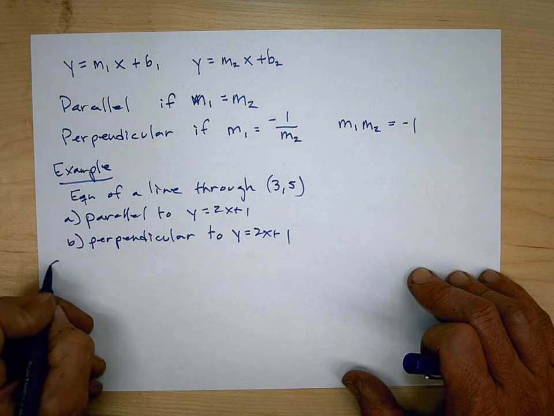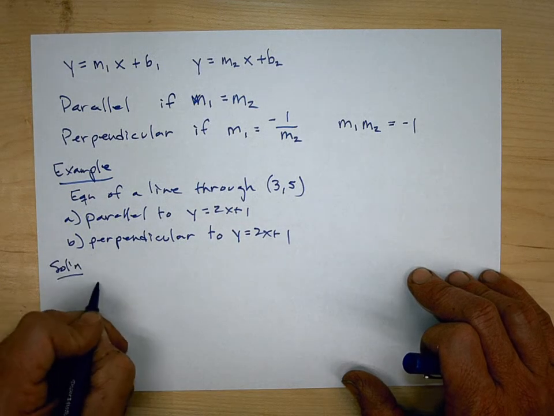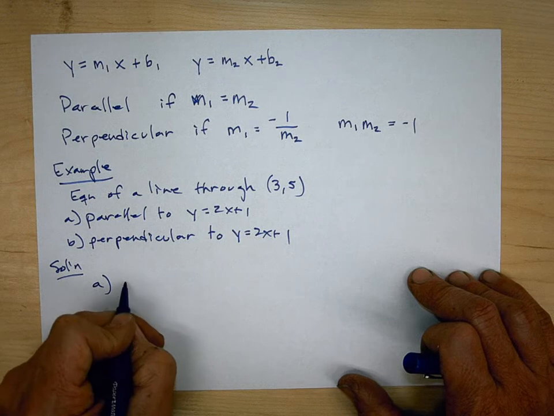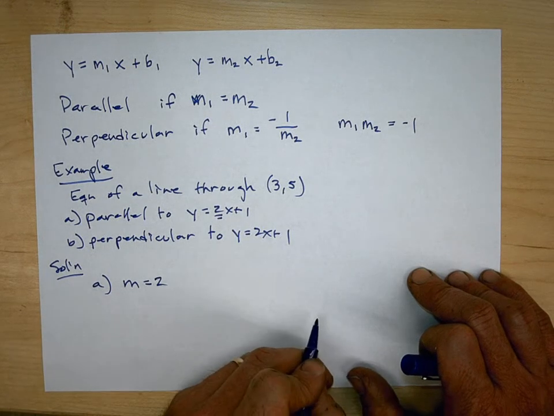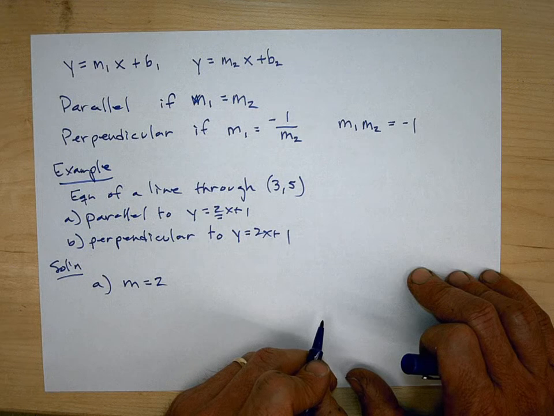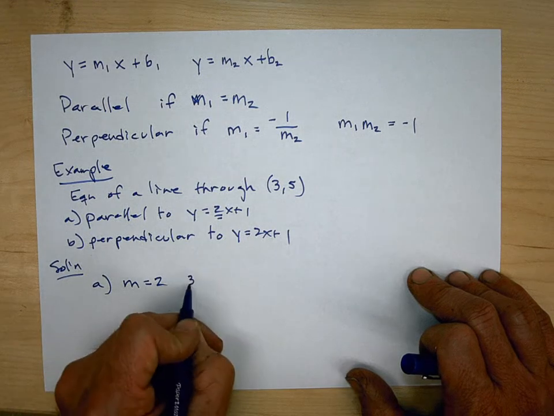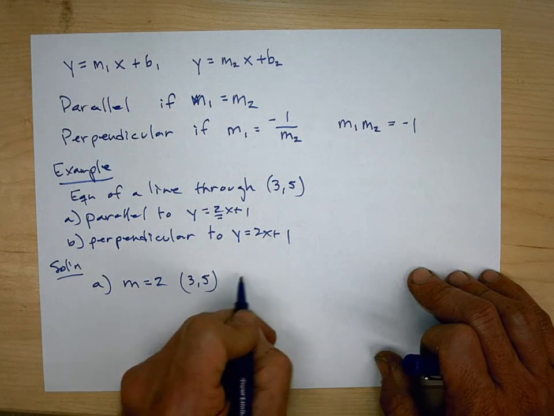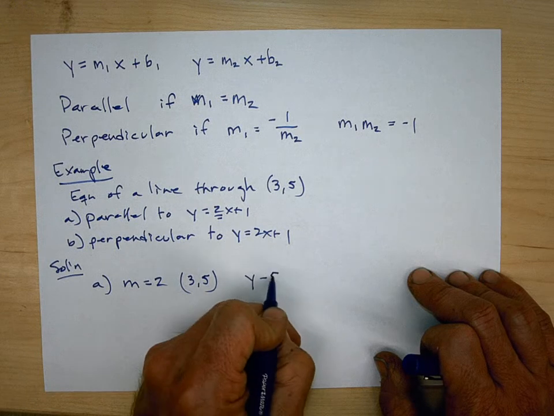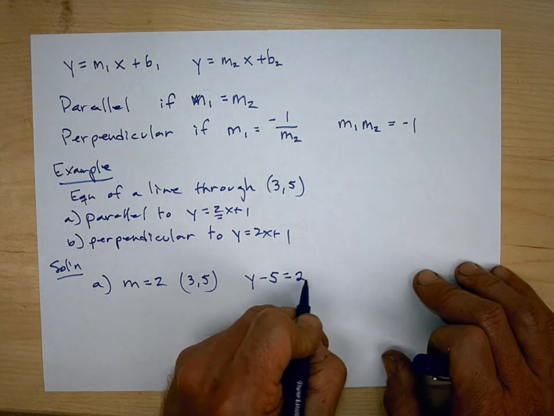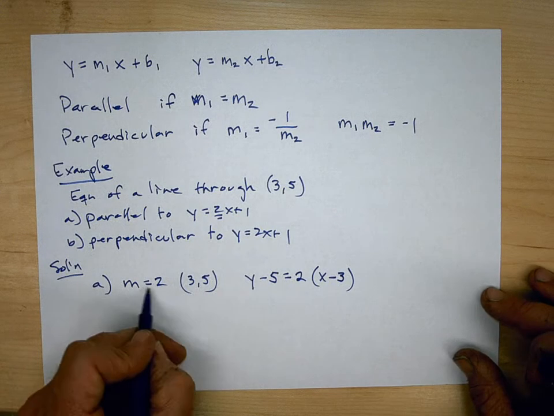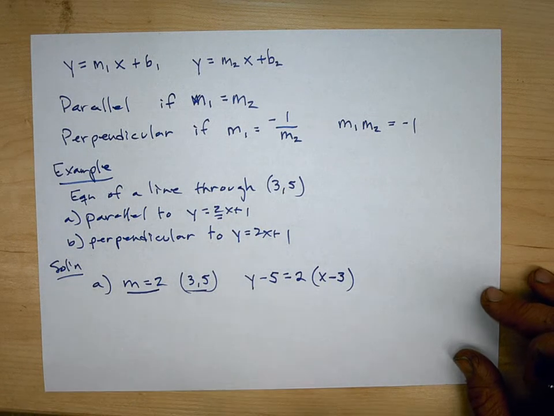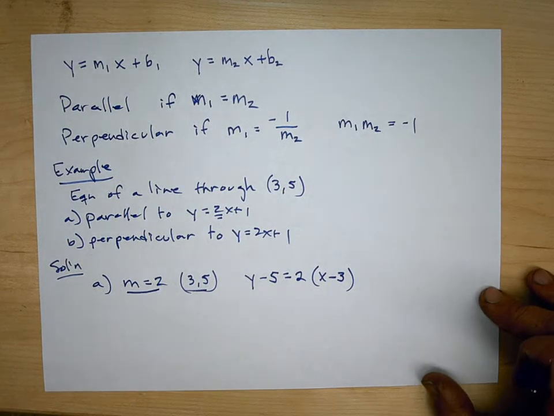So our solution here. So for A, we know that the slope must be 2, right? Because to be parallel, they have to have the same slope. So I know my slope is 2. I know I go through the point 3, 5. So y minus 5 equals 2 times x minus 3. This is my point slope form, right? I know my slope. I have a point. I could rearrange that if I really wanted to, but I don't.